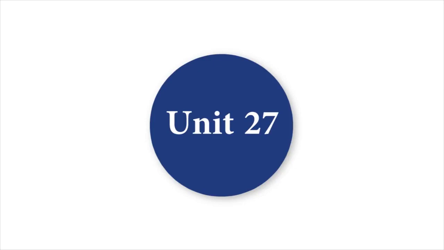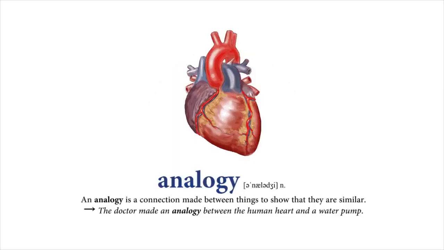Unit 27. Word list. Analogy. An analogy is a connection made between things to show that they are similar. The doctor made an analogy between the human heart and a water pump.